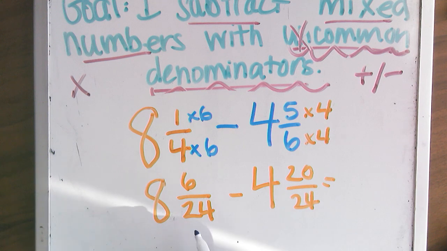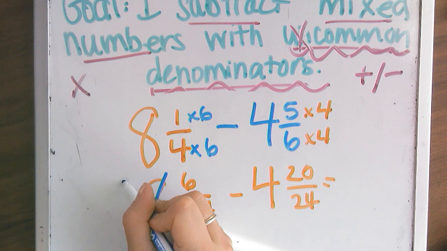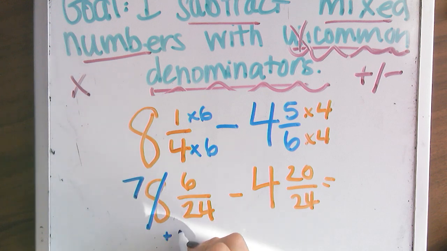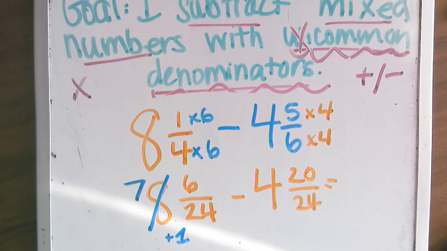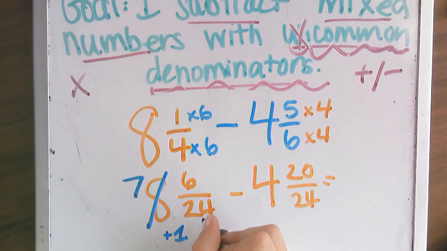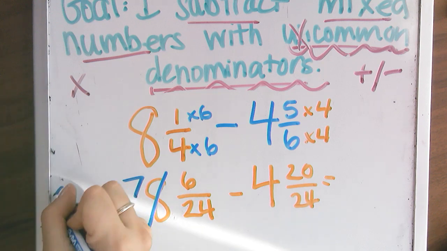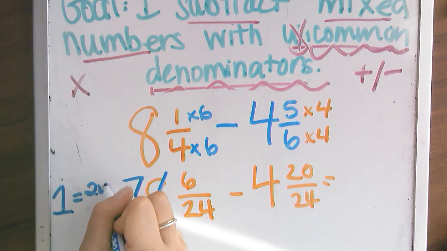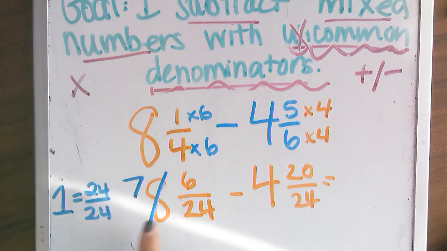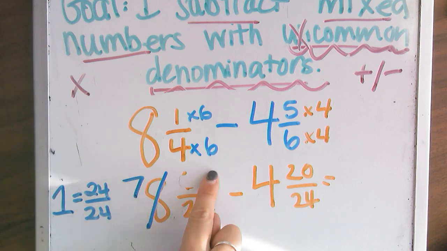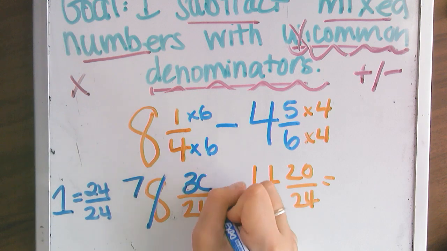And when we regroup with fractions, we have to go to our whole number. So I'm going to cross out my 8 and make it into a 7. And then I need to add one whole over here. And my whole is going to equal 24/24. So when your top and bottom number are the same, that is equivalent to 1. So my one whole is going to be 24/24. I need to add that on to here. So 24 plus 6 is going to be 30.